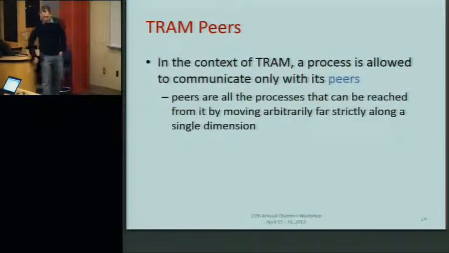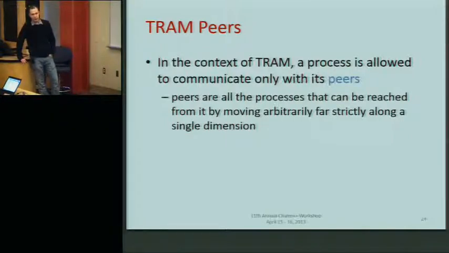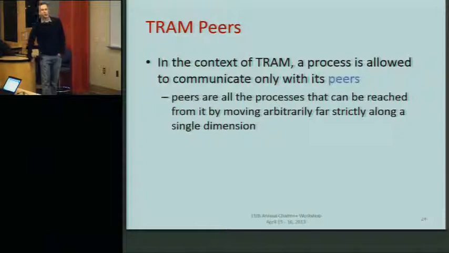In the context of TRAM, only what are called peers communicate with each other. So it's no longer the case, like when sending messages directly, that each node needs to be aware of everyone else in the whole topology. Instead, you're only communicating with a very limited number of peers, and it's within this set that you pick the intermediate destinations for the data items when they are sent.